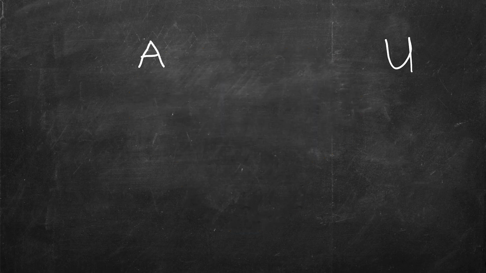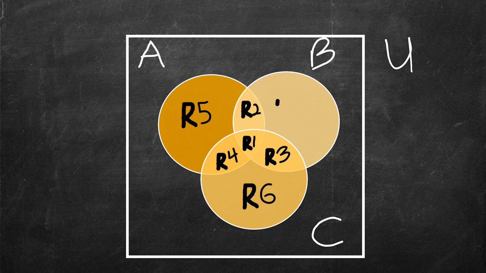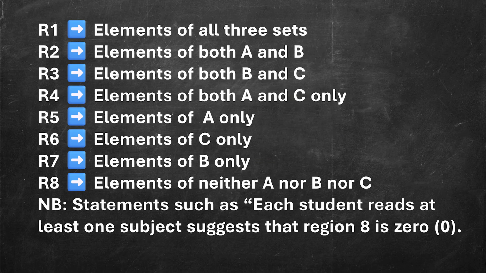First, let's recall how a three-set diagram works. We have sets A, B, and C, all inside the universal set U. Together, they form 8 possible regions. Region 1 is the overlap of all three sets. Regions 2, 3, and 4 are overlaps of 2 sets at a time. Regions 5, 6, and 7 are the only regions belonging to just one set. And region 8 is outside all three sets.